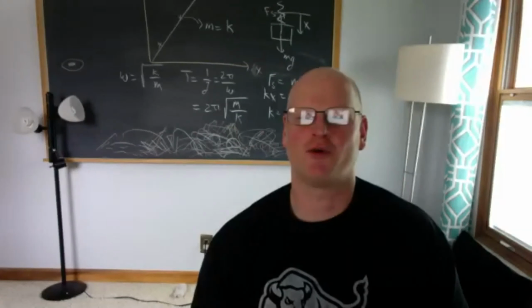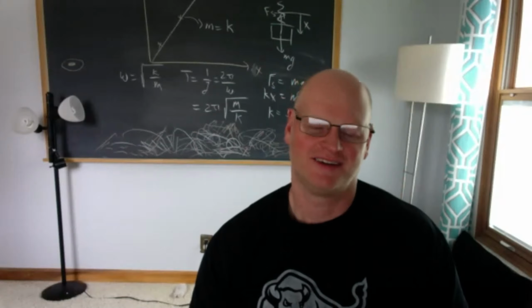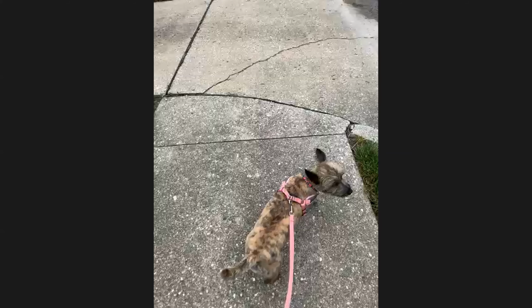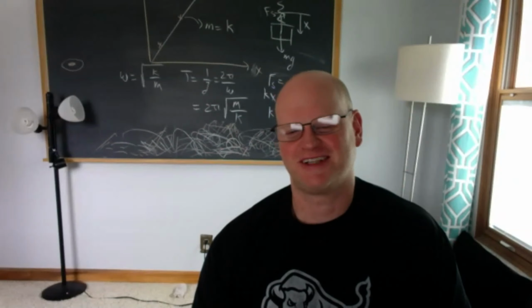I see. You're out for a walk? Walking the dog? Yeah. What kind of dog is it? She's a Cairn Terrier. Okay. Ah, there you go. Okay. Very nice.